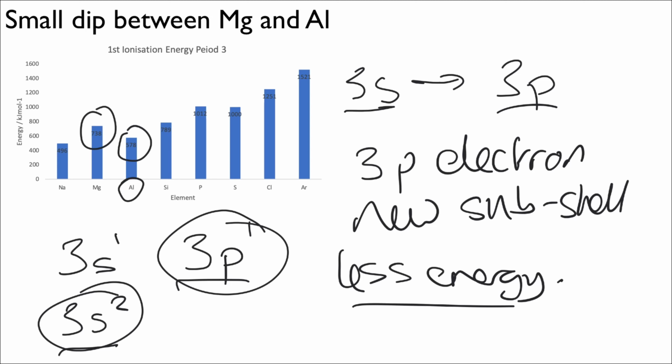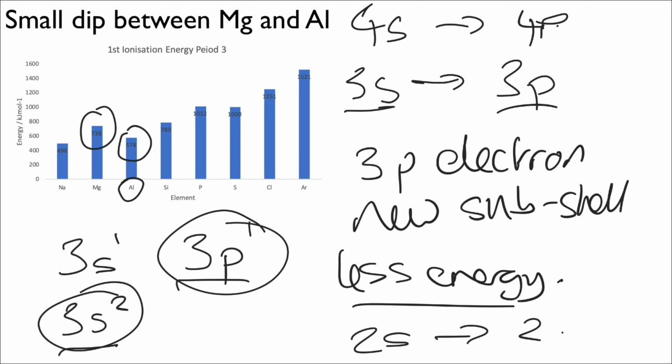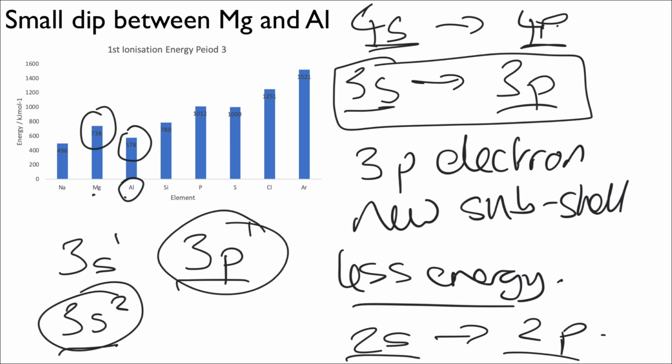If it was period 4 ionization energies, then you would need to say 4s to 4p, and if you were talking about the second period, it's 2s to 2p. It's always the same. I've seen in mark schemes that they're looking now for more detail. So if they are specifically talking about, say for example, magnesium and aluminium, and to explain that dip, be specific and say the 3s subshell and the 3p subshell. Don't just say s and p.